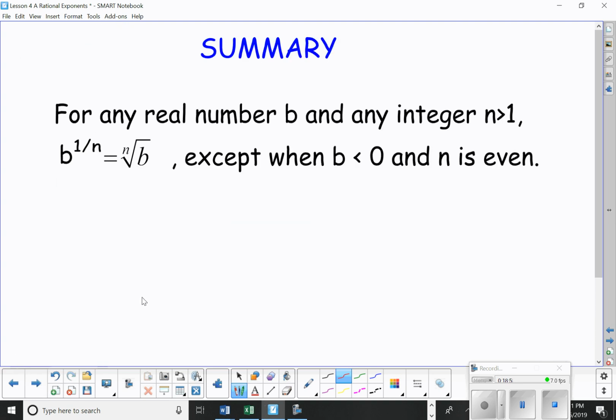All right, in summary, for any real number b and any integer n greater than 1, b to the 1 over n is equal to the nth root of b, except where b is less than 0 and n is even. And then additionally, if you have b to the m over n, that's the nth root of b raised to the m. Okay? That's it.